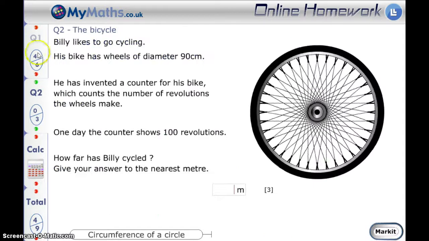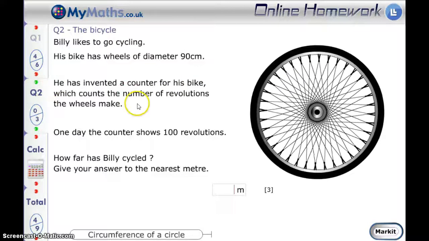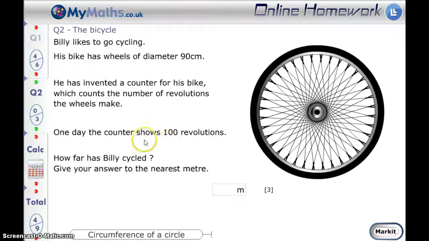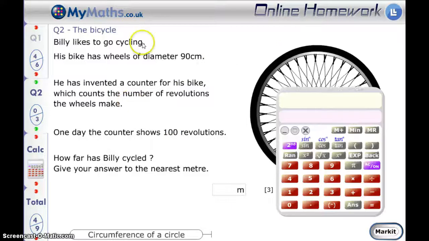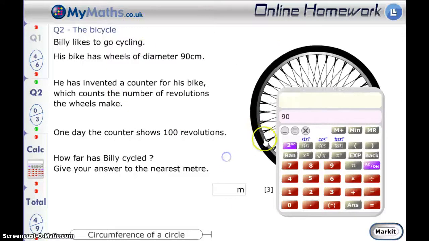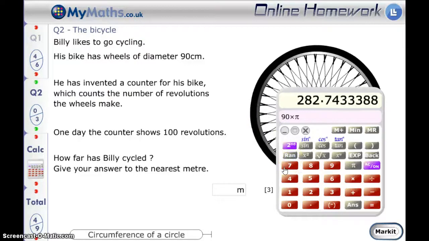Question 2, I know that the bike has diameter, so the distance from here to here is 90. The counter shows 100 revolutions. I've got to work out how far that Billy has travelled. So I need to know this distance here, the circumference, and then I need to times that by 100. So using my calculator, I'm going to take my diameter, 90. I'm going to times it by pi. That's the circumference of the wheel. Then turns 100 times.